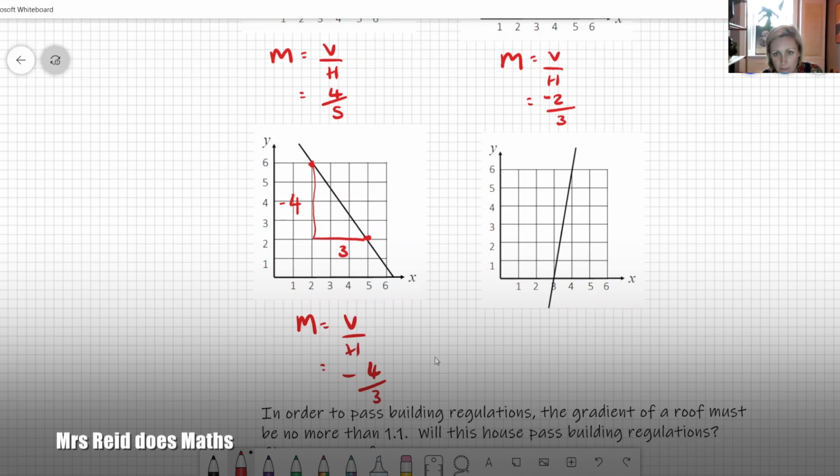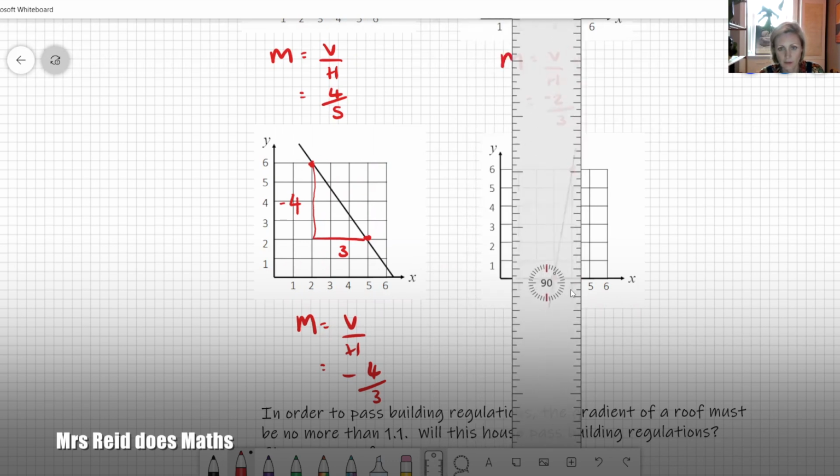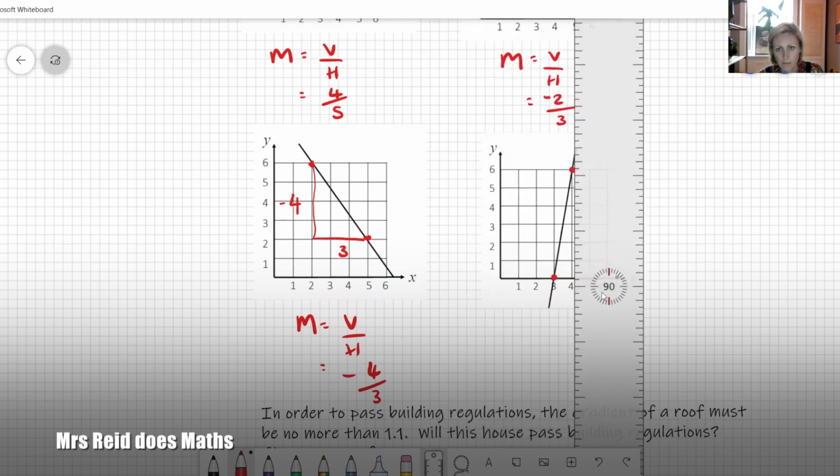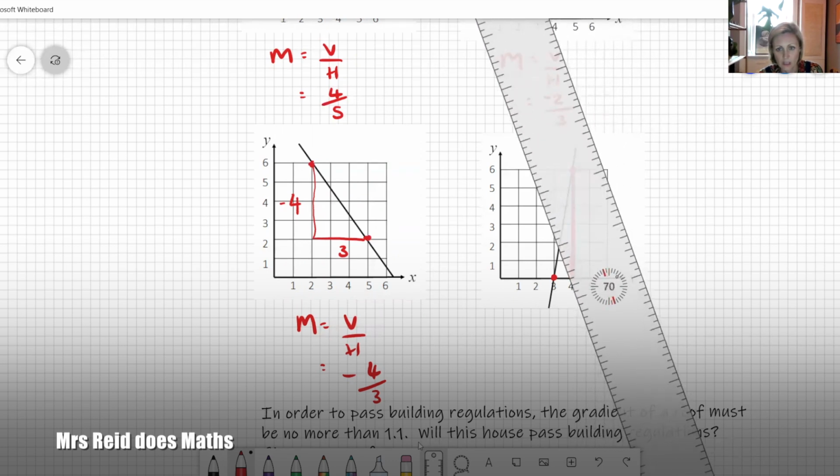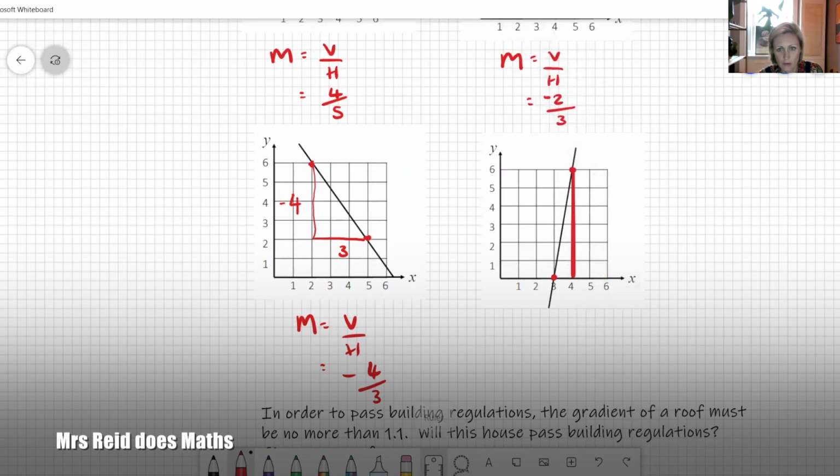And this one here, I'm going to choose that point and that point. I'm just going to drop freehand, because it takes ages to swivel round. So that is 6 boxes and 1 box. So v over h. Try and write the formula down each time so as you remember. Vertical change is 6, horizontal change is 1. So the answer is 6. So this one has a gradient of 6.